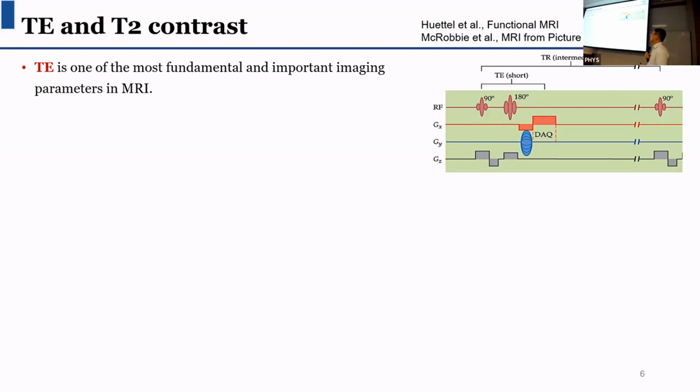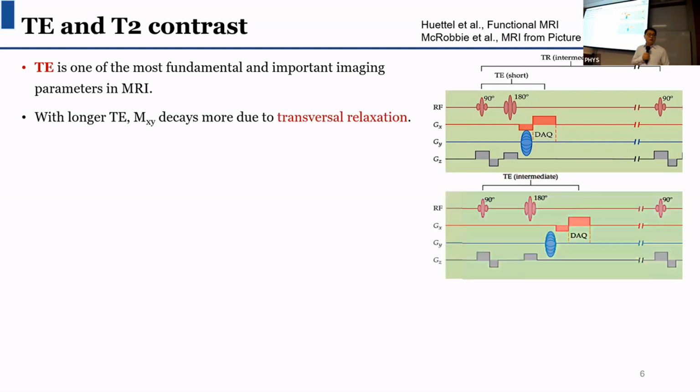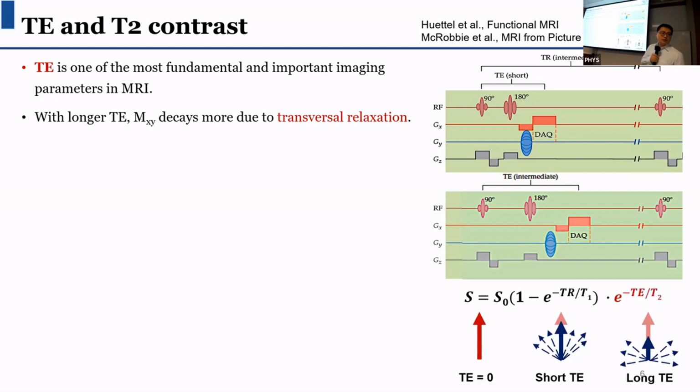You can see this is a diagram of a very simple spin echo sequence. We have this TE time, which is the echo time I just mentioned, and also the repetition time, TR. You just adjust the combination of TR and TE to get different contrast. Compared to this one, we make the TE time much longer to adjust the T2 weighting.